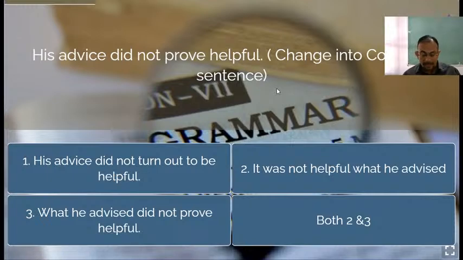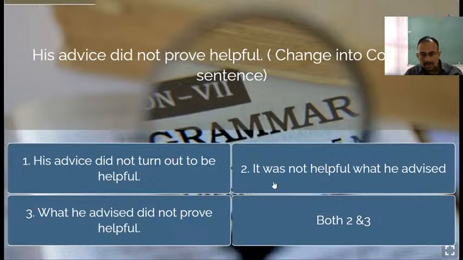So let me tell you, Asmita also said it is third, Akanksha also said it is third. Okay, so let me tell you why it is not only third, it is something else also.